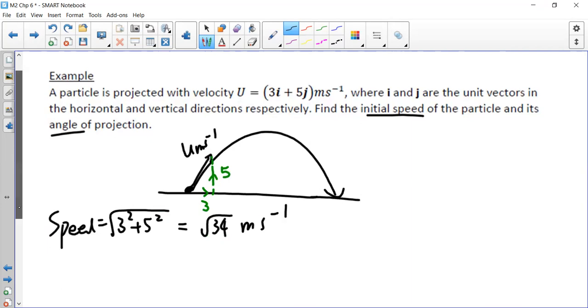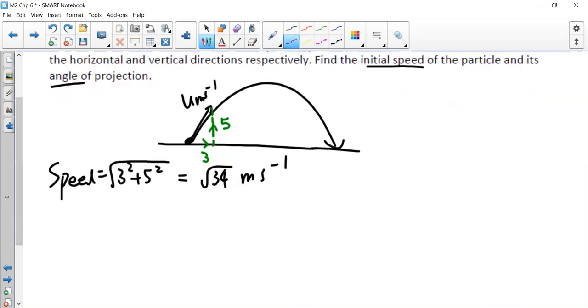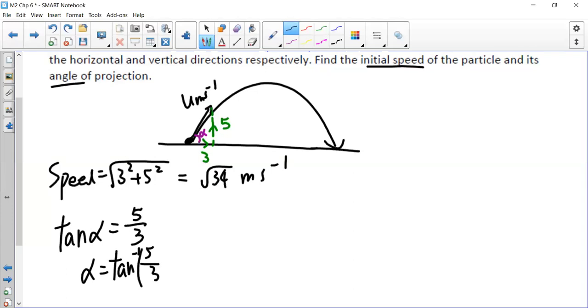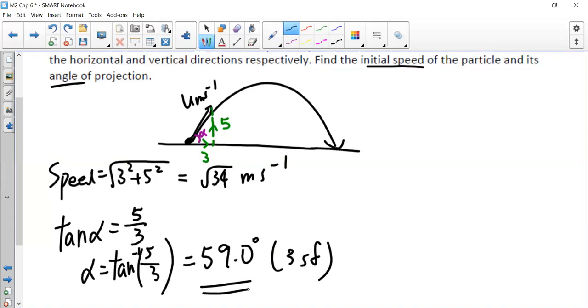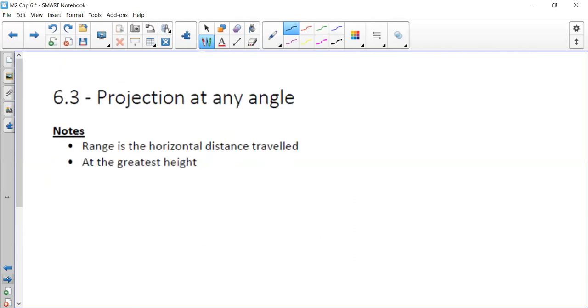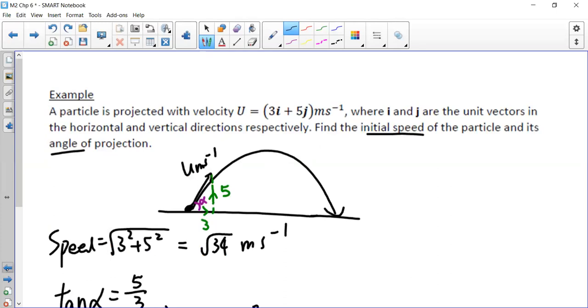That's the speed. And the angle of projection is the angle alpha in here. So tan alpha equals 5/3. So alpha equals inverse tan of 5/3, or arctan, the more technical version of it, is 59.0 degrees, rounded to 3 SF, and that's the answer. Is that it? Yes, that's it for 6.2. A very short one, because this is just preparing you for the monster next chapter.